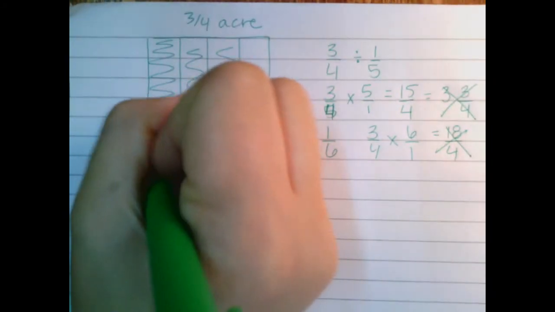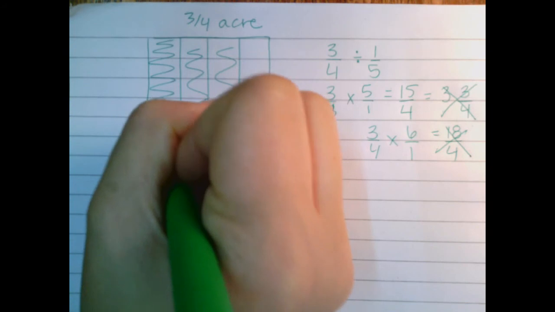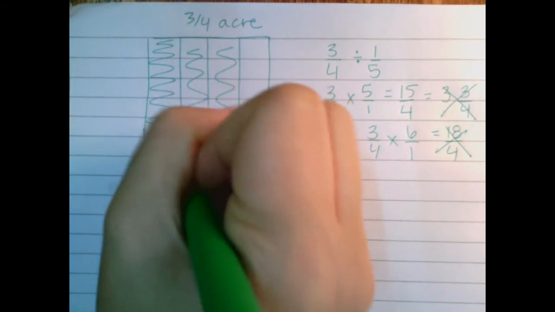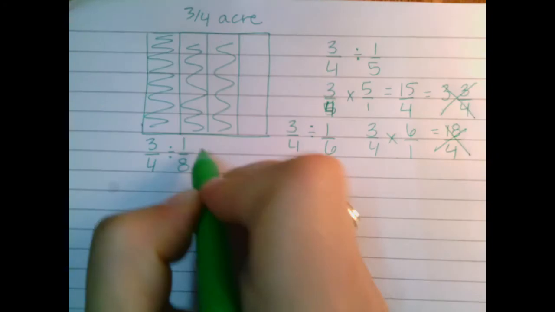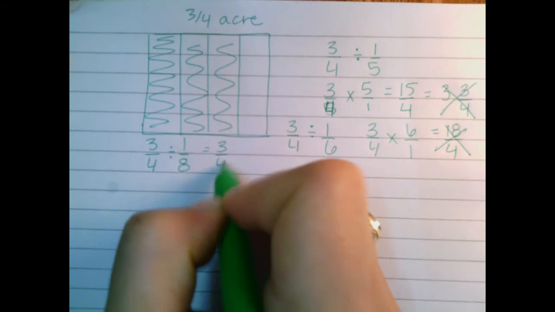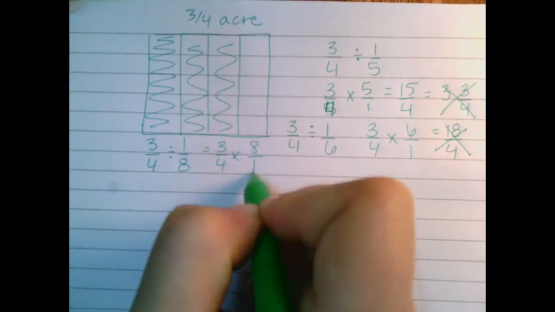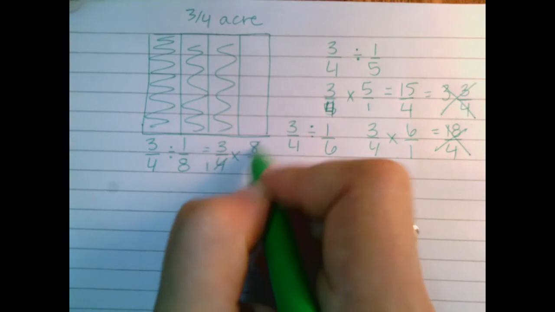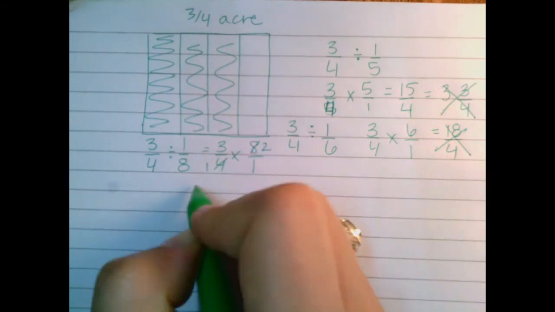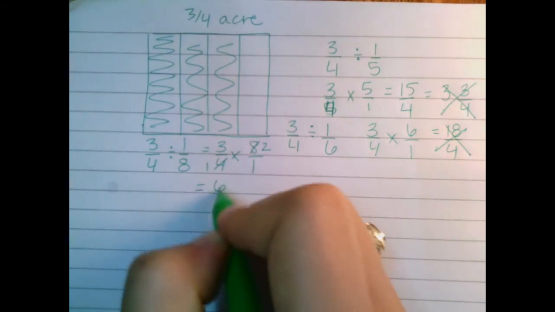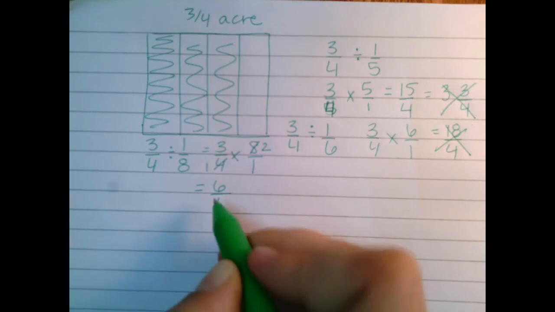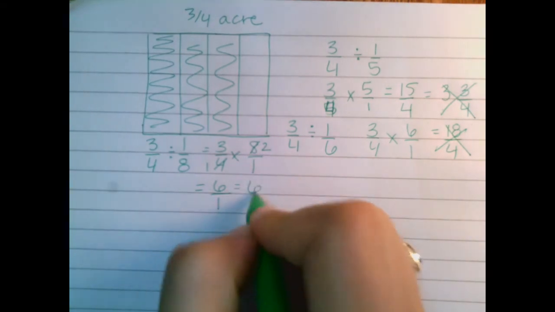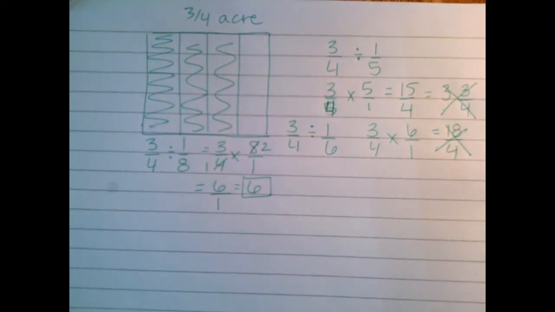So let's see, 3/4 divided by 1/8. When I do that, I keep, change, flip, and 4 goes into 4 one time, 4 goes into 8 two times. When I do that, then I have 6/1. Okay, and that is a whole number, so that is the best answer for me.